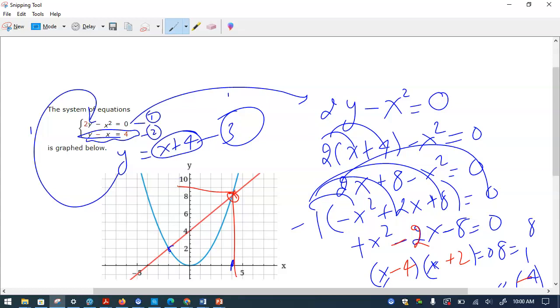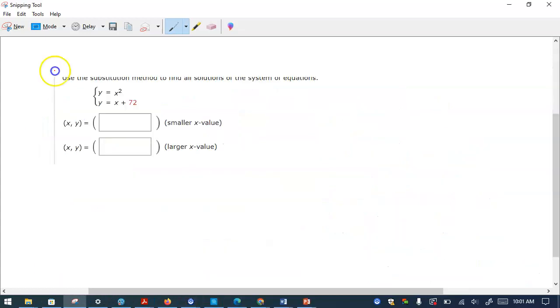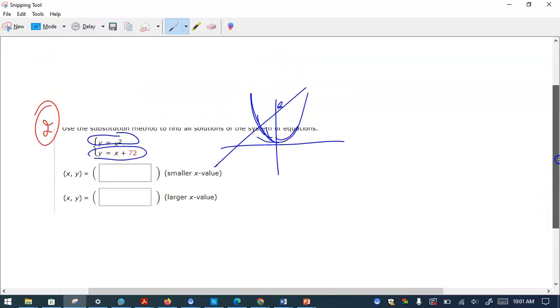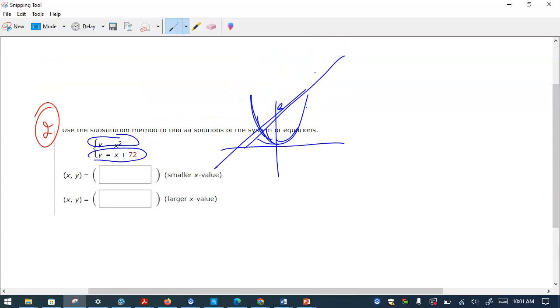Okay, so let's do the second question. Question number 2 is you have to use the substitution method. So there are two equations. Again, same kind of problem. There's a parabola which is y equals x squared. The second one is a line, so that means something like this. And maybe they cross, like this, right? So parabola and the line, they cross. So we need to know what these points are.